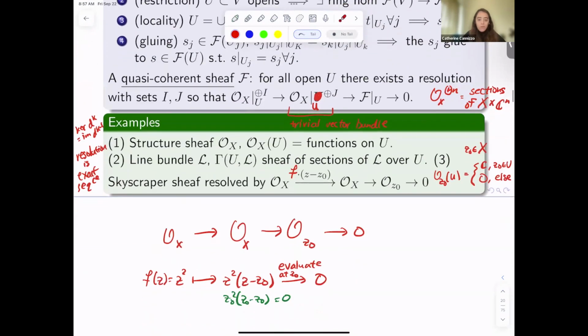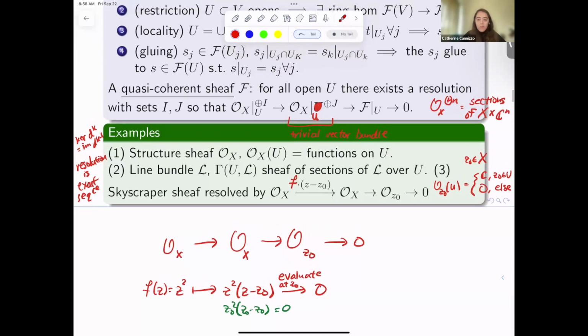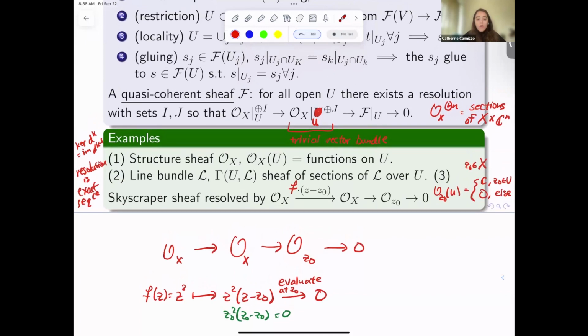So the skyscraper sheaf is a quasi-coherent sheaf. So it is included in those objects. Any questions on the definition of a sheaf or these examples and the skyscraper sheaf? All right.